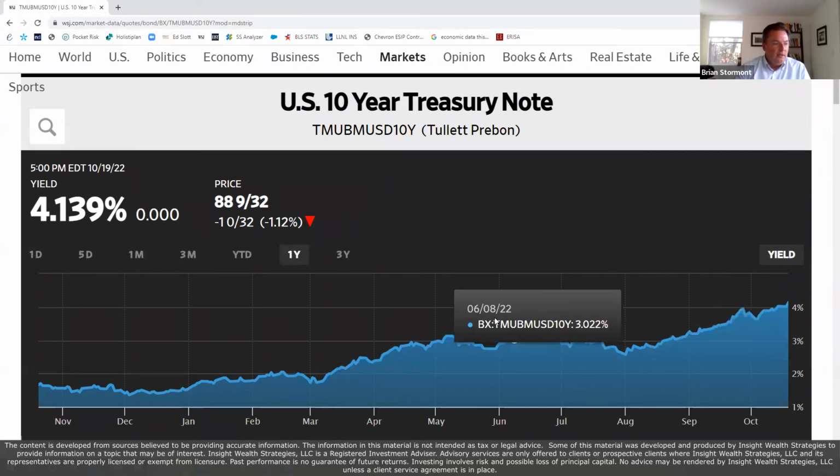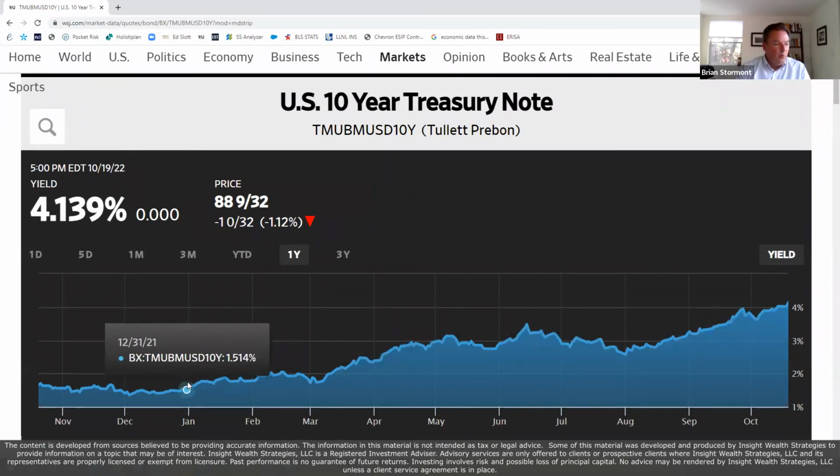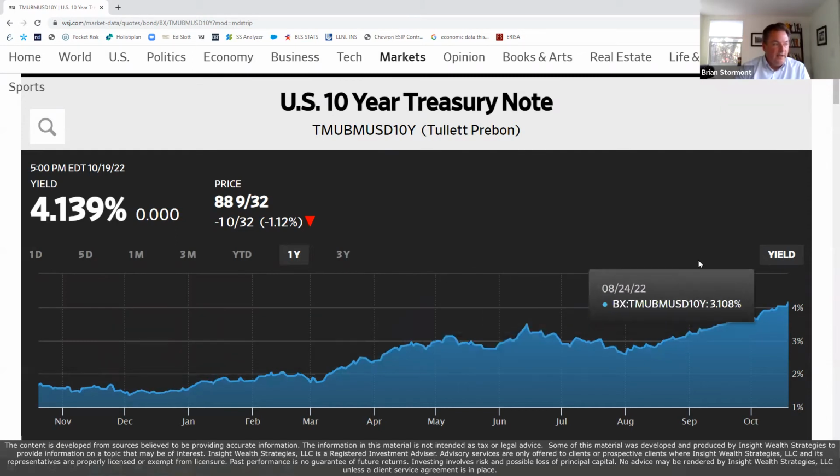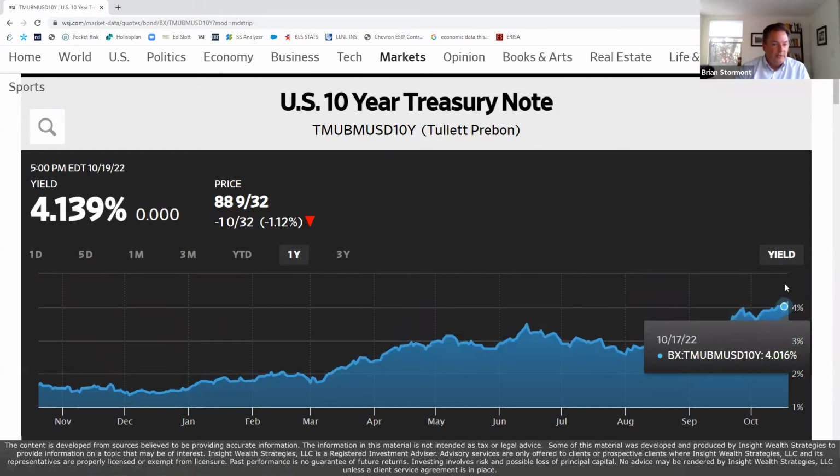And you can see where we were at the beginning of the year. We were about 1.5% on the 10-year Treasury at the close of last year. As of today, you can see we're all the way north of 4%. So yields are rising. That means segment rates are going to be going up too. And so that is critical.